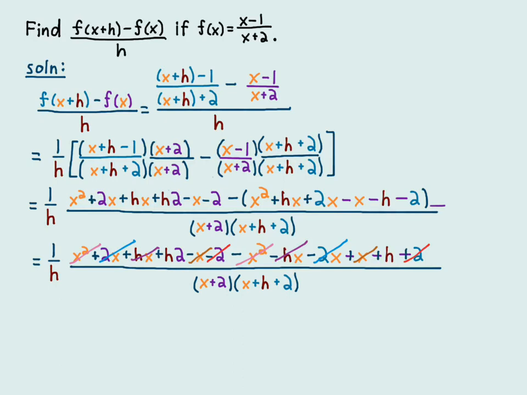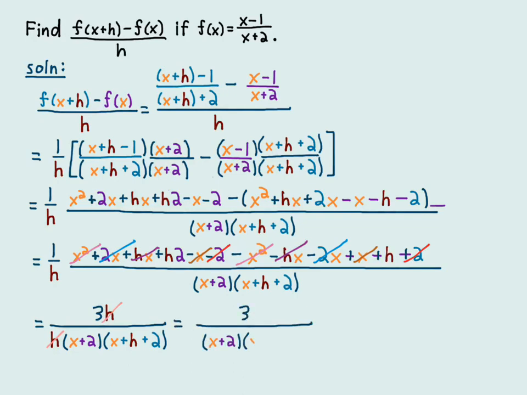The only thing I'm left with is the h terms. So I have a 2h and I have a 1h. So that's a 3h. So I get 3h over h times, and I still got the same denominator. Now the h's will cancel by division, leaving a 1 on top. 3 times 1 is 3. So, right, actually leaves a 3 on top. So I get 3 over x plus 2 times x plus h plus 2.